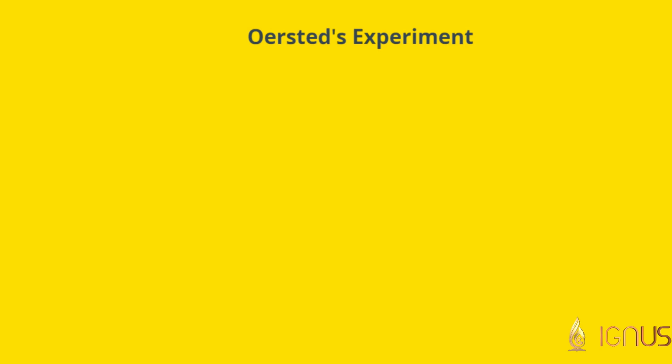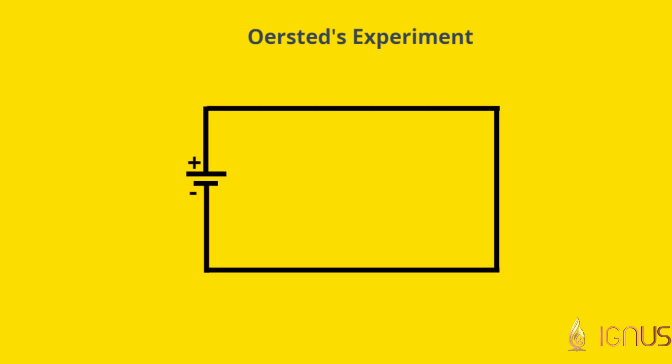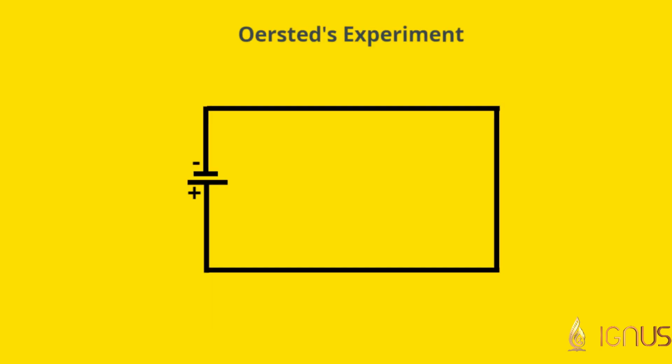We have seen that every current carrying conductor produces a magnetic field. But what if we change the polarity of the battery? Yes, if we change the polarity of the battery, the field lines also change their direction. This can be detected by the magnetic compass, which now deflects in the other direction.